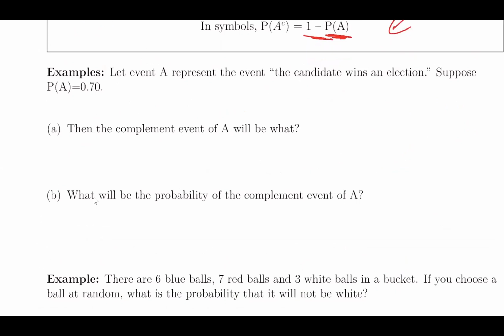All right, so this one said, let event A represent the event the candidate wins an election. Suppose the probability of A is equal to 0.70. So the 0.70 represents that the probability that this candidate wins the election is 70%. So part A said, then the complement event of A will be what? So how would I word the complement of A?